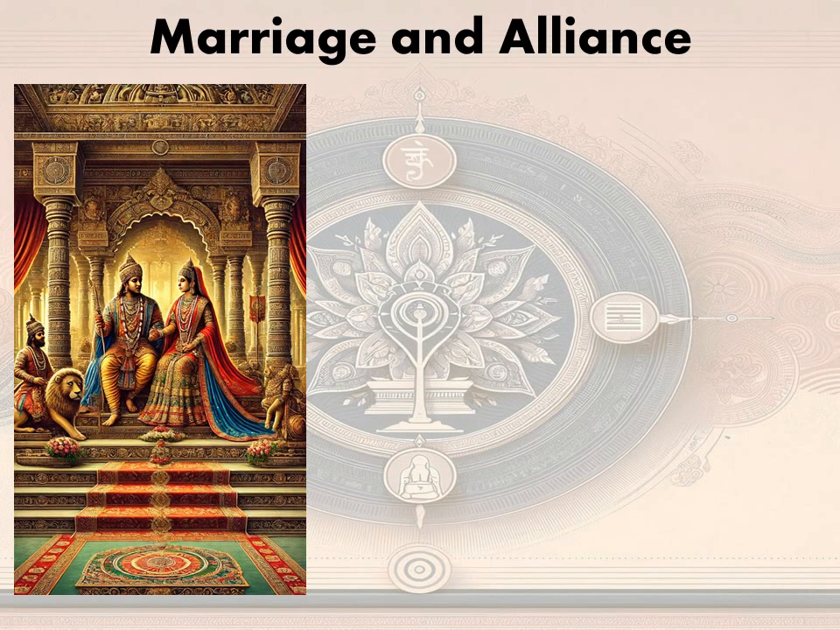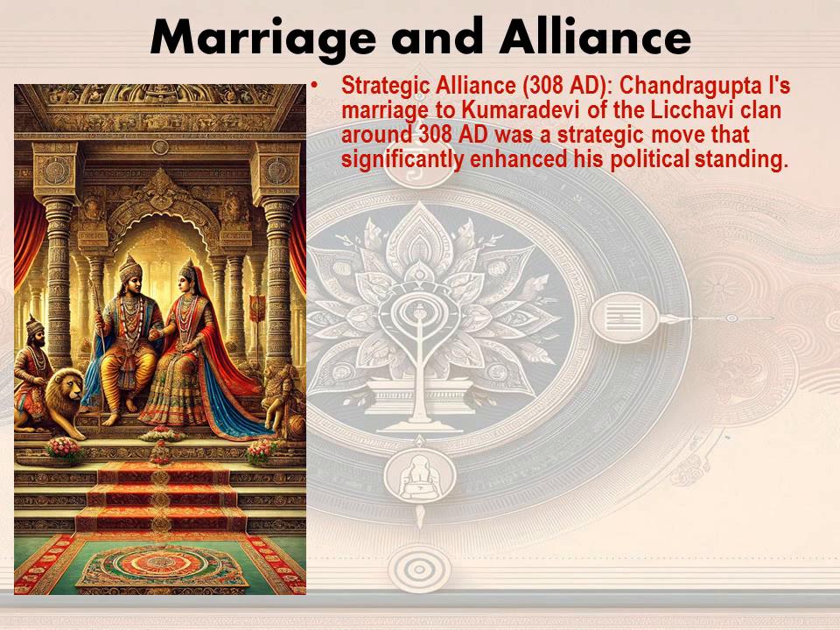Marriage and alliance. As we have read, that marriage was a significant factor in the rise of Chandragupta to the political scenario of the Indian subcontinent. Chandragupta's marriage to Kumaradevi of the Licchavi clan around 308 AD was a strategic move that significantly enhanced his political standing. So this was the most important strategic move in his career that enhanced his political standing, and that was marriage to Licchavi princess Kumaradevi.